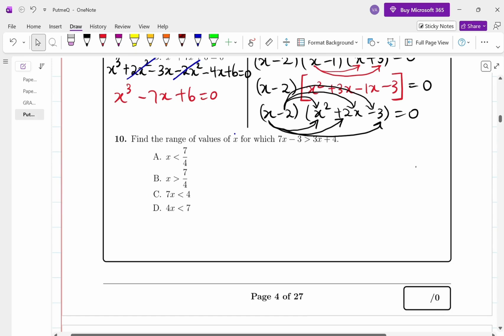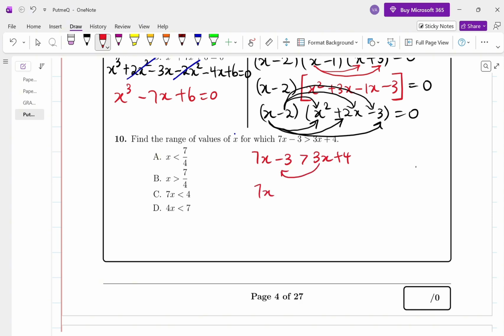So the next one says, find the range of values of x for which 7x minus 3 is greater than 3x plus 4. So let's move like terms. I'm going to move 3x to this side. That's 7x minus 3x greater than 4. I'm going to move the 3 to the other side. That's a plus 3. Then 7x minus 3x is 4x, greater than 4 plus 3, that's 7.